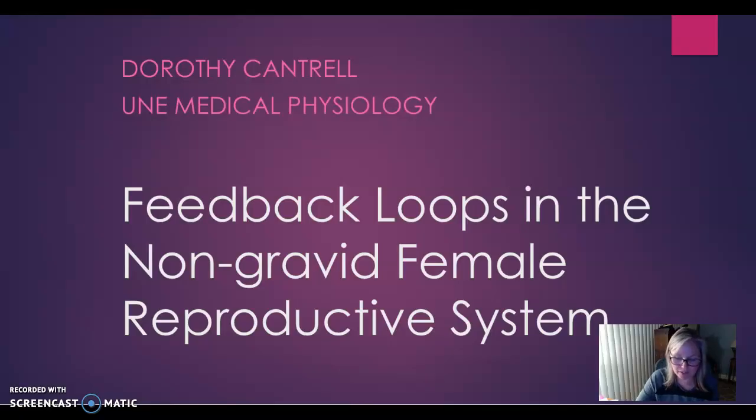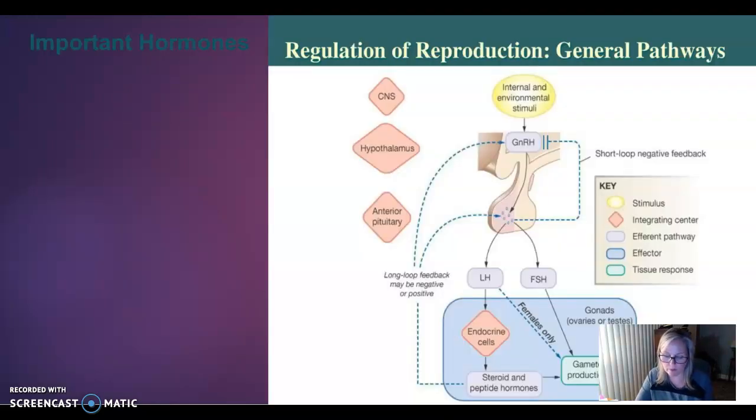Okay, so today I'm going to talk about the hormonal control of the non-gravid, which is the non-pregnant female reproductive system, by means of different kinds of hormonal feedback loops. So let's begin with an overview of the general control pathway for hormonal control in the reproductive system.